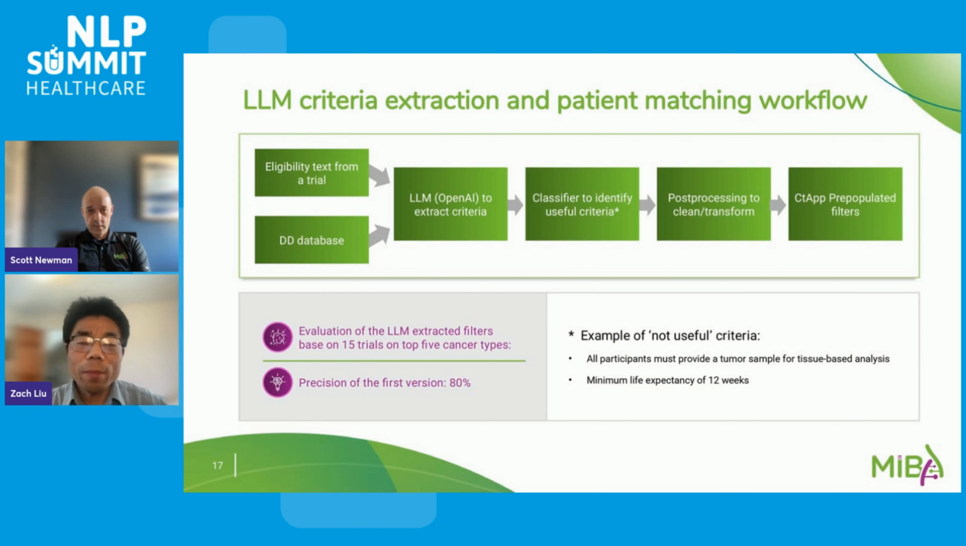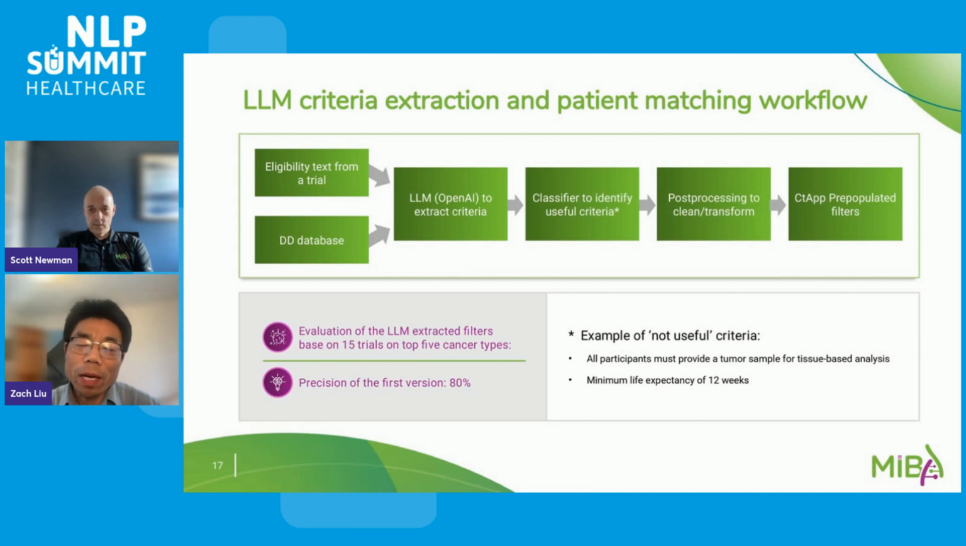So first step, we were using the OpenAI large language model to extract criteria, including whether the criterion is inclusion or exclusion, and what the entity is, for example, a cancer stage, and what the value limitation is, for example, 3 or 4, and the logic between different criteria, for example, stage 3 or above, and have a biomarker EGFR positive, and the lab test, for example.